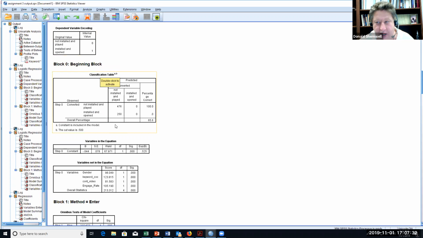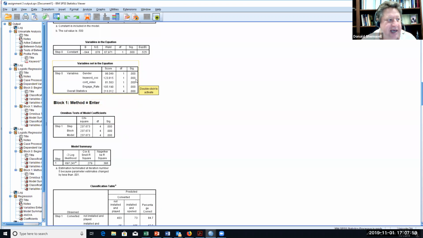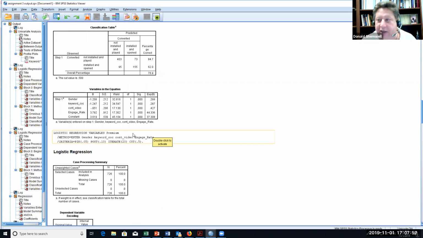Because remember, in regression 7, we actually selected in the people who had converted, who had played the game at least one time, and we looked at a subset of that data. And that'll give you a clue as to how to answer question 8 as well. So in this particular case, whether or not they installed or opened the game, we have keyword is significant, video is significant. Now then we have to look at the nature of the relationship.